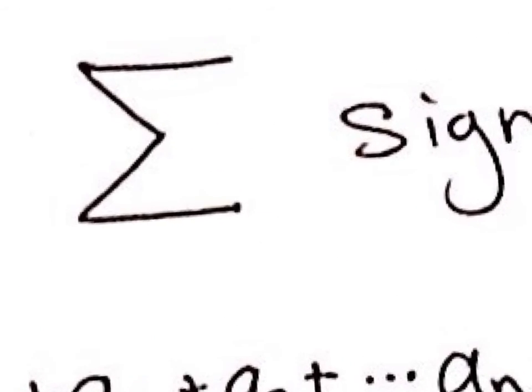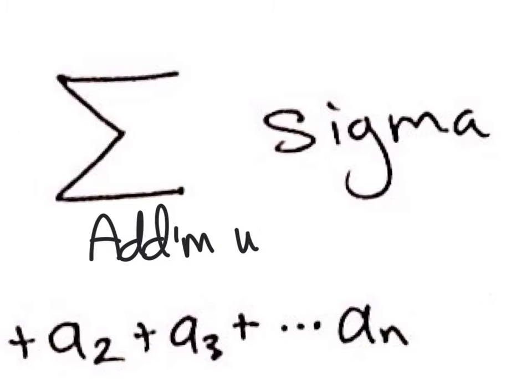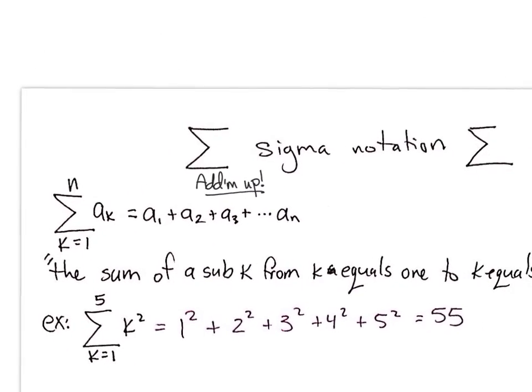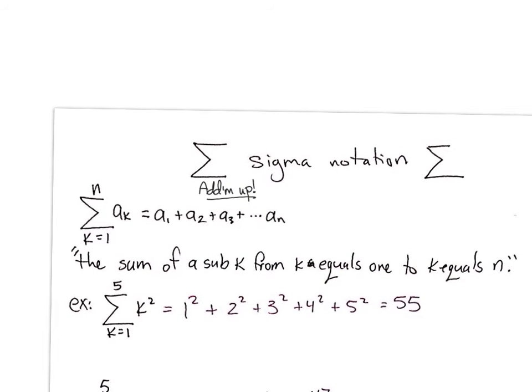All right, sigma notation. This is the Greek letter sigma, and it basically means add. Add them up. We have something that looks like this: sigma, k equals 1, and some function here, a sub k, and it's going to equal the sum of a bunch of terms. So we say this as the sum of a sub k from k equals 1 to k equals n.